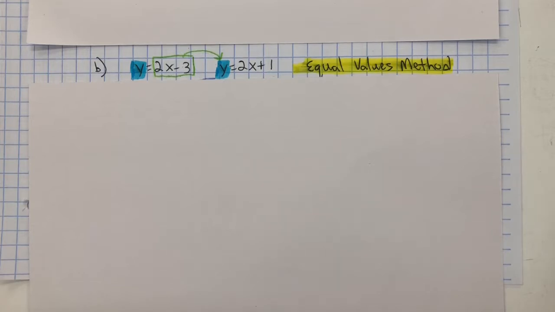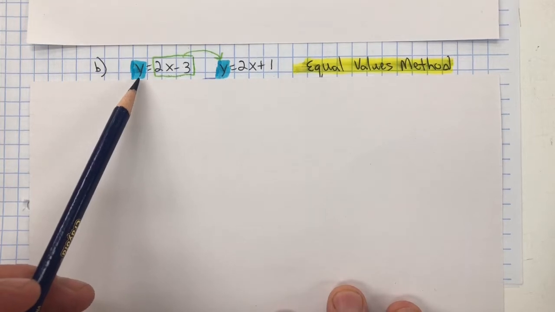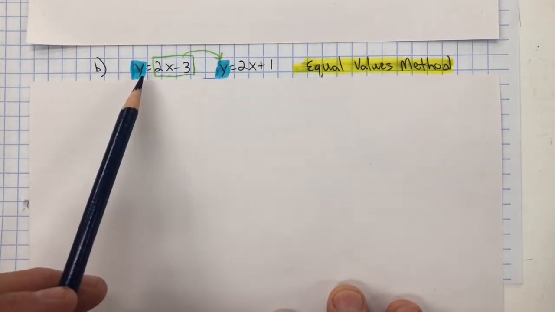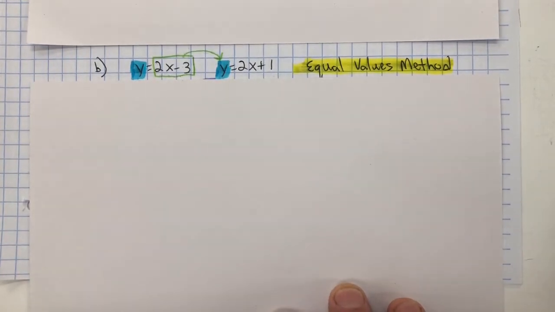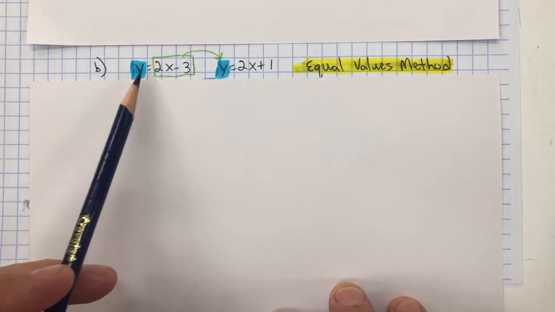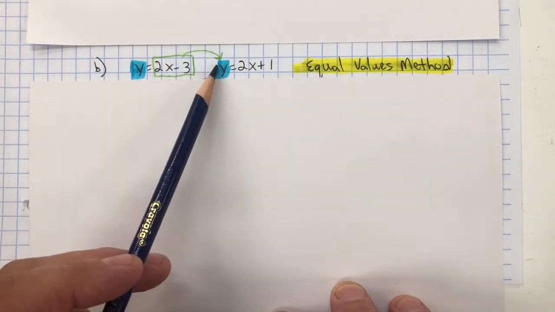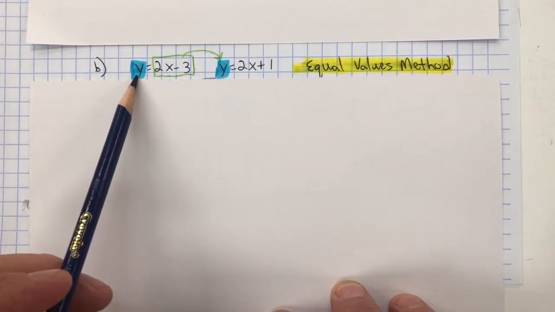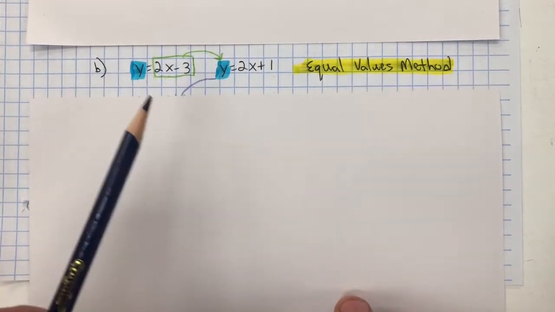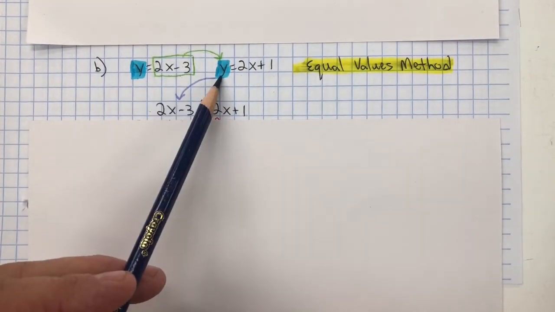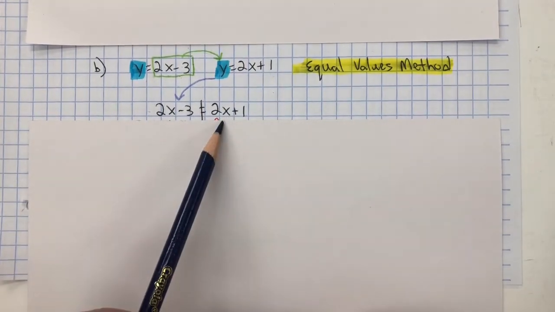Part B is telling me to solve the system using the equal values method. I have the two equations that we just graphed, y equals 2x minus 3 and y equals 2x plus 1. If y equals 2x minus 3, I can take that and substitute it into here, because it's saying y equals this. So I put 2x minus 3 equals 2x plus 1.